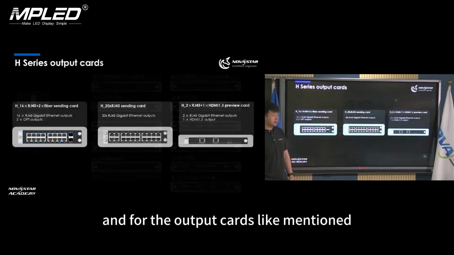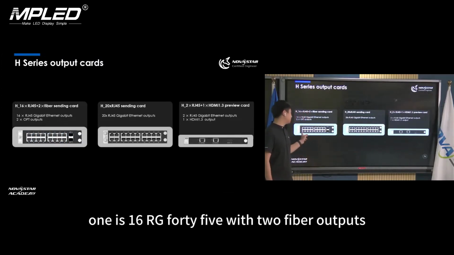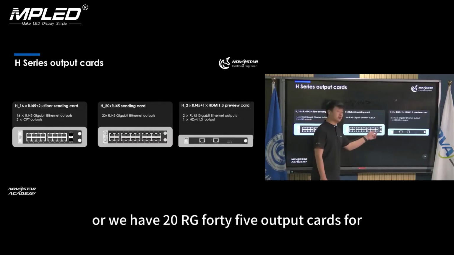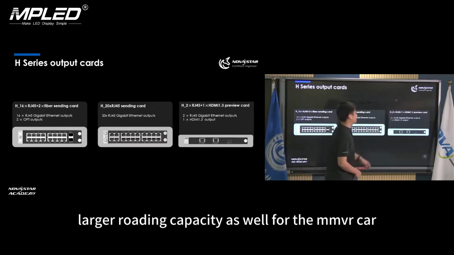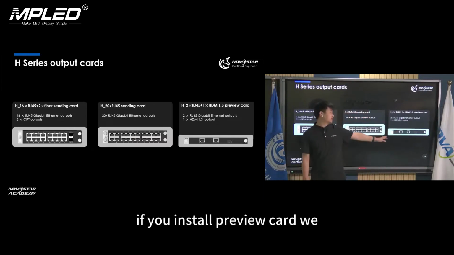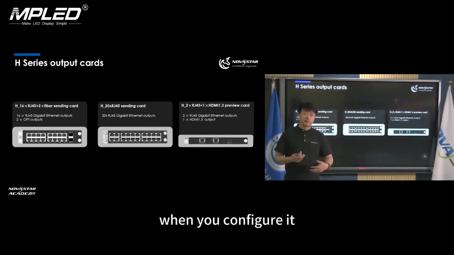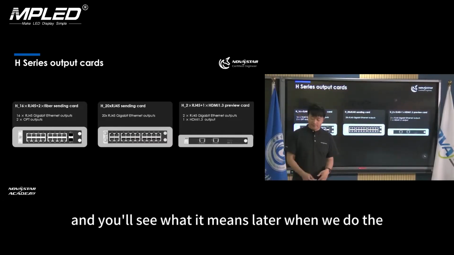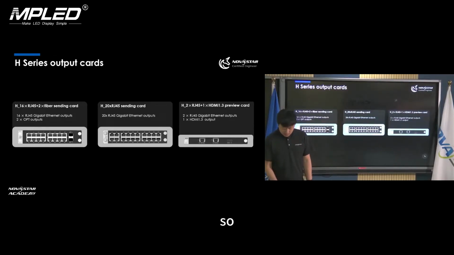And for the output cards, like I mentioned, we have 2 different output cards. One is 16 RJ45 with 2 fiber outputs, or we have the 20 RJ45 output card for larger loading capacity, as well as the MVR preview card. If you insert a preview card, you'll be able to see the real-time image when you configure it. You'll see what it means later when we do the actual demo.